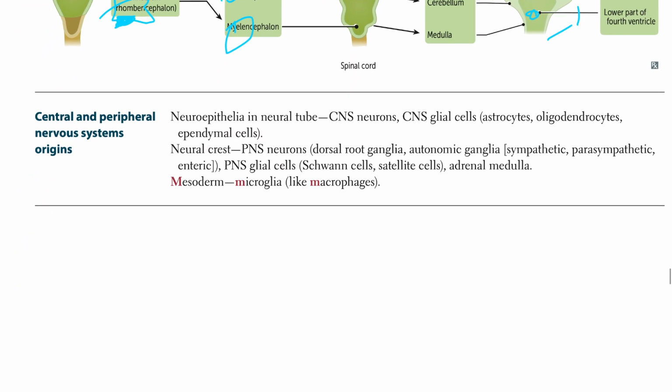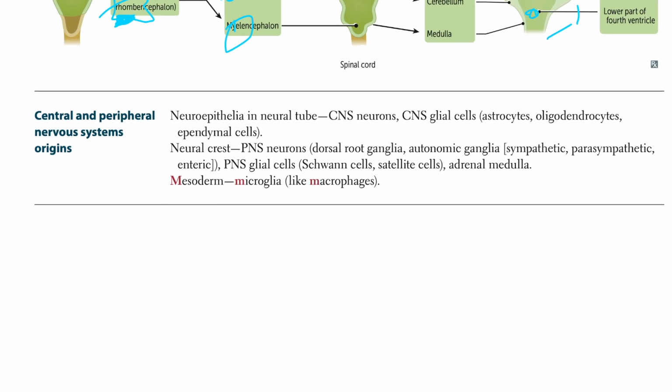What do we have? So now we have the central and peripheral nervous system origins, high yield. So neuroepithelia in the neural tube gives rise to CNS neurons and CNS glial cells. What are the glial cells? They're the astrocytes, oligodendrocytes, and ependymal cells. And we will talk about all these cells coming up in anatomy.